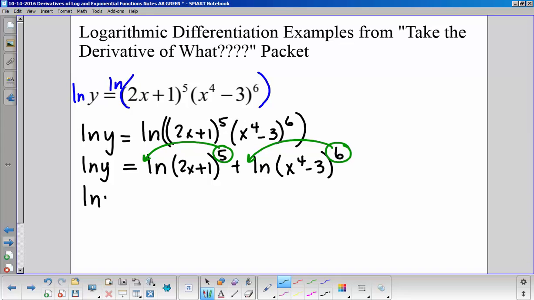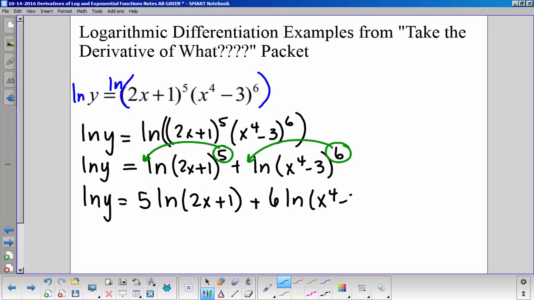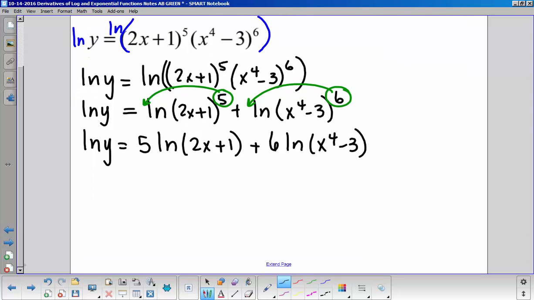And then we have the natural log of y equals 5 times the natural log of 2x plus 1 plus 6 times the natural log of x to the 4th minus 3. And now the right is totally expanded. I can't do anything else because these are plus signs. It's not multiplication, so I can't expand anymore. So now we're going to take the derivative how? Because I had an explicitly defined function and now it's implicitly defined. So we're going to take the derivative implicitly.